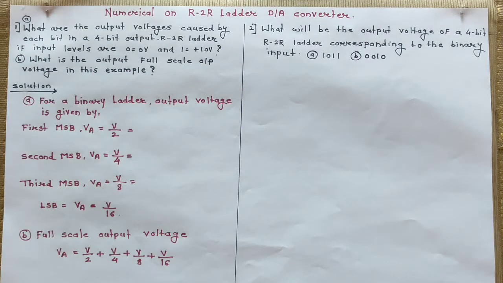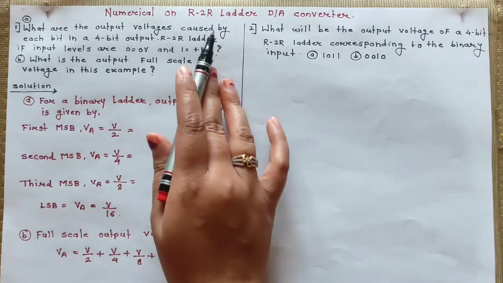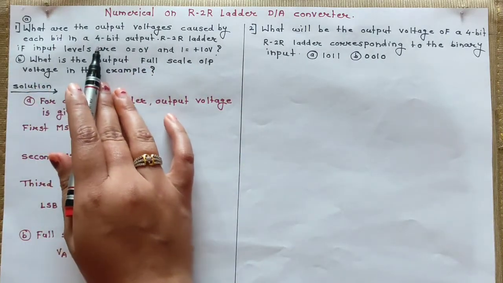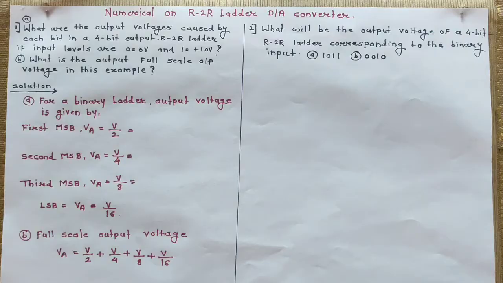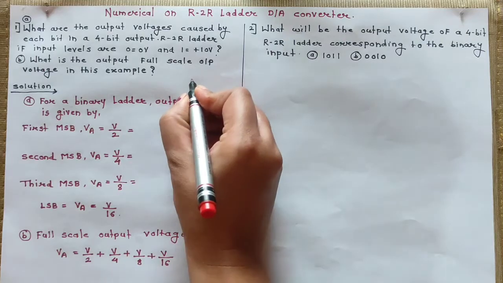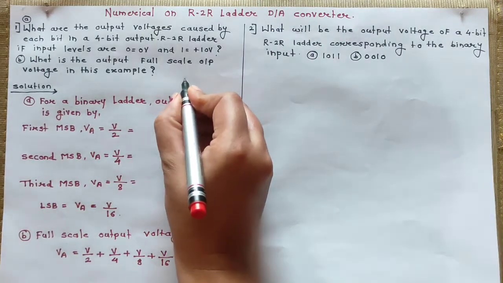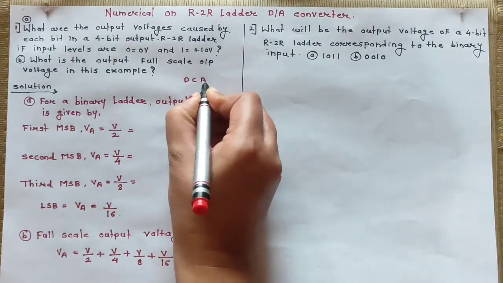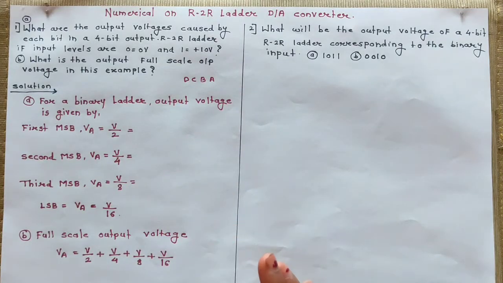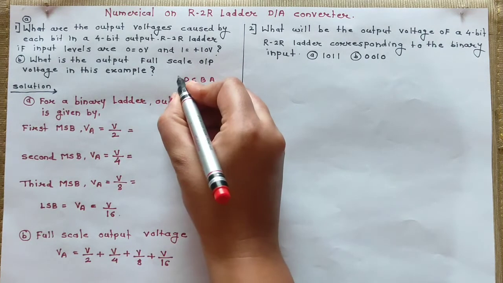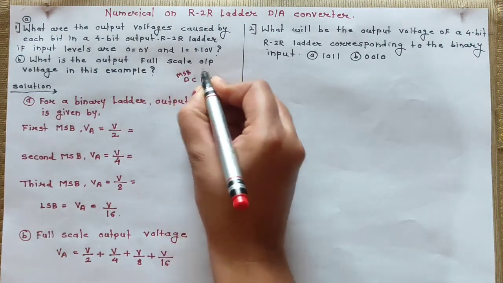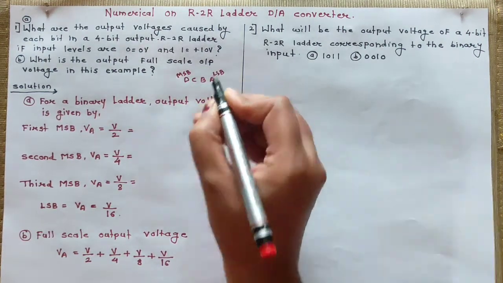So come to the first sub question, the output voltage caused by each bit in the 4-bit R-2R ladder. It is asked how much output voltage is contributed by each bit. How many bits are there, children? So there are 4 bits. In this case the 4 bits I consider as DCBA, I am writing roughly here. So D in this case is my MSB and A in this case is my LSB.